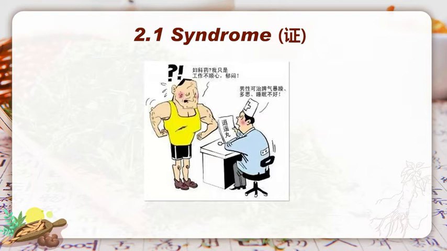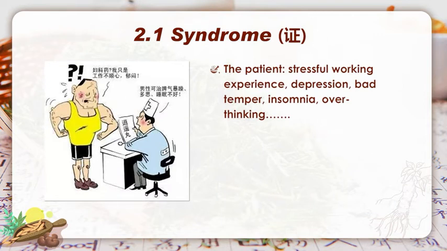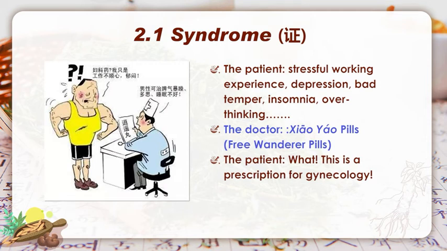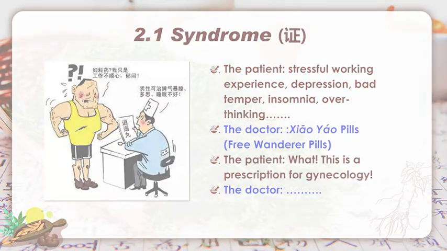A very strong man in a yellow t-shirt was seeing a doctor. The patient came to the doctor because of stressful feelings at work, even depression, bad temper, insomnia, and overthinking. After checking, the doctor gave him a prescription, the herbal formula 逍遥 pills, which I will explain in my later slide. When the patient saw the doctor's prescription, he was enraged. What? This is a prescription for gynecology. Yes, 逍遥 pills is a very well-known formula in China for treating irregular menstruation.